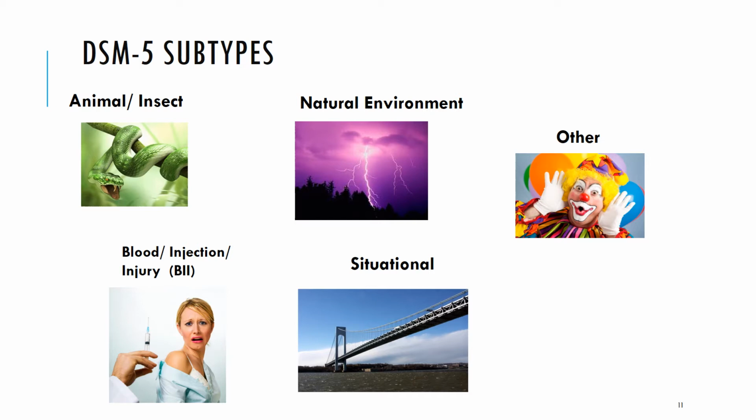And it is very common for people to have multiple specific phobias. So the average individual with specific phobia fears 3 objects or situations, and approximately 75% of individuals with specific phobia fear more than one situation or object. And when you are coding this, you can diagnose them with more than one in that case.